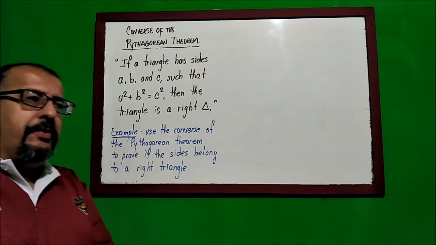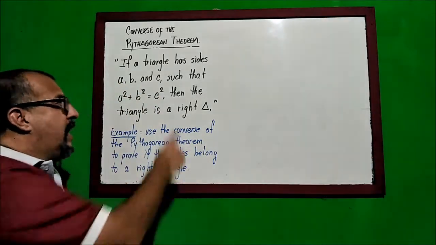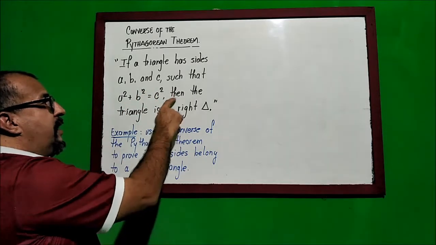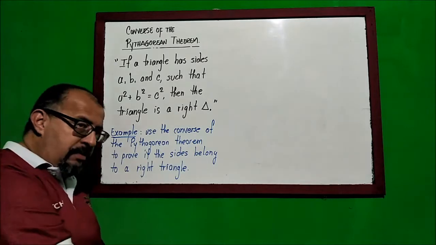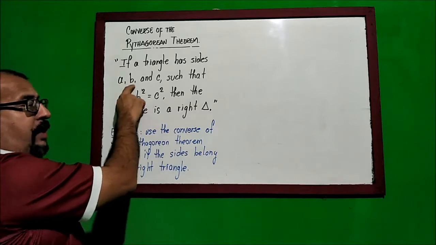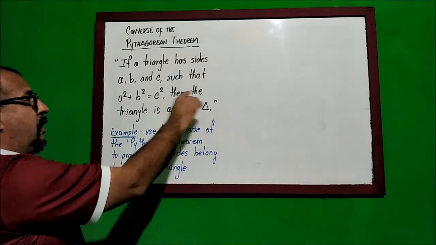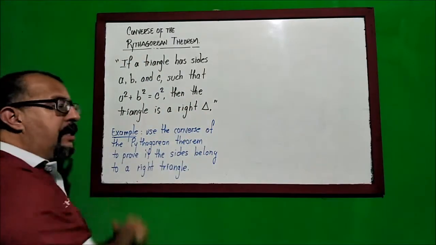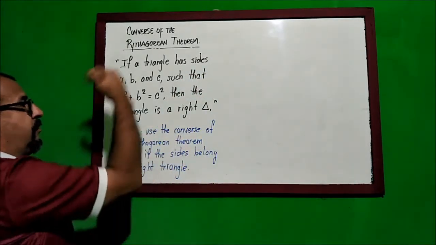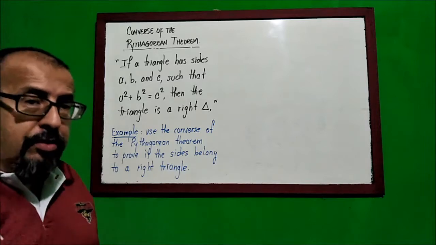The converse of the Pythagorean theorem tells me that if a triangle has sides A, B, and C, such that they fall into this equation and the answer is a true statement, then the triangle is considered a right triangle. So in other words, what they're telling me is that if I have sides A and B and I add their squares and then I square side C and these two results are exactly the same, what I have is the sides of a right triangle. So what we're going to do right now is two examples in which we're going to use the converse of the Pythagorean theorem to prove if the sides that are given belong to a right triangle.